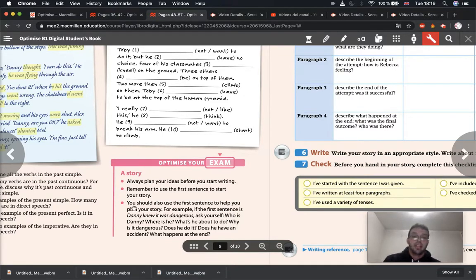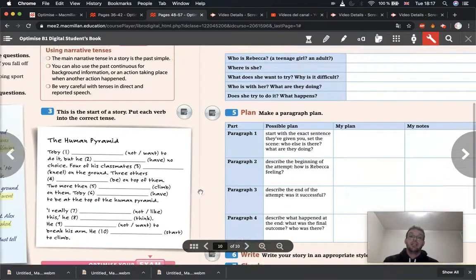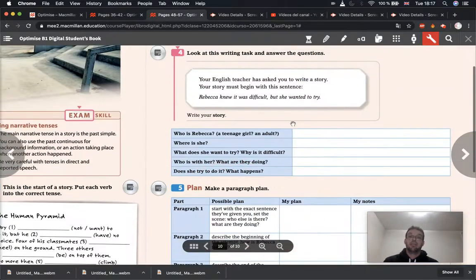So here, for example, the first sentence is "Danny knew it was dangerous." So then you can think, who is Danny? Where is he? What is he going to do? Why is it dangerous? Does he do it? Does he have an accident? What happens? So you can ask yourself all these questions. Always a good idea to plan.